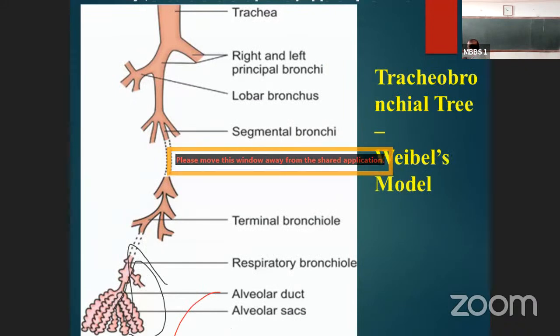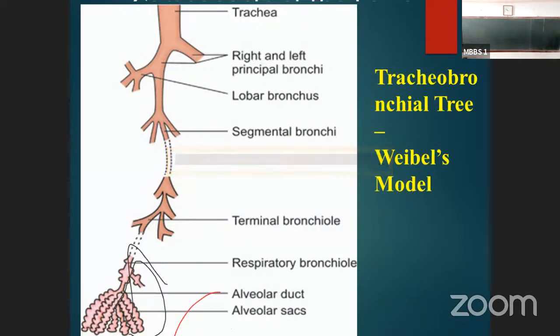This is the tracheobronchial tree by the Weibel model. This is the right and left bronchi. Now, each principal bronchus is divided and forms the lobar bronchi. The lobar bronchi will be the second generation. Then the lobar bronchi get divided again and form the segmental bronchi. Now this segmental bronchi divides up to 16 times and then forms the terminal bronchi. So the terminal bronchi is the 16th generation.